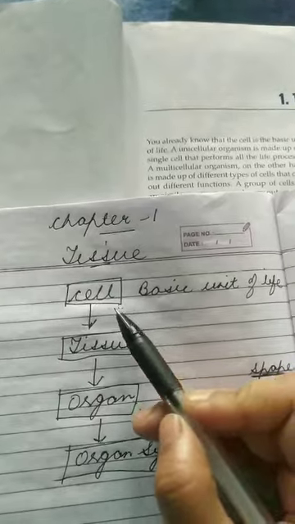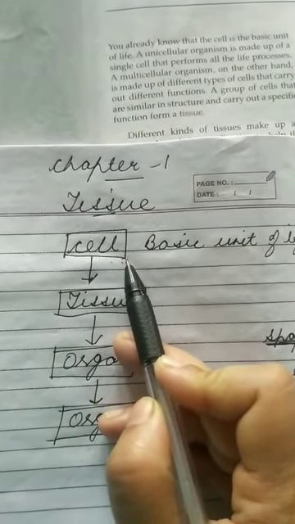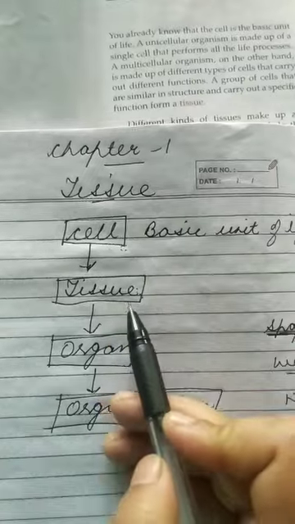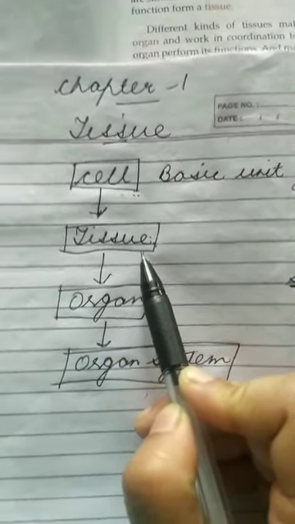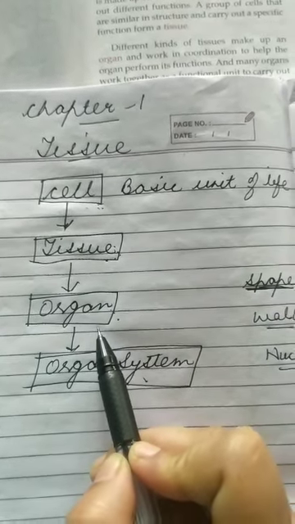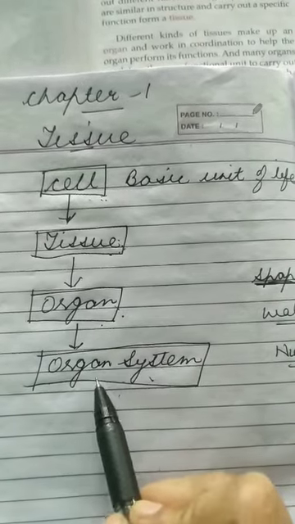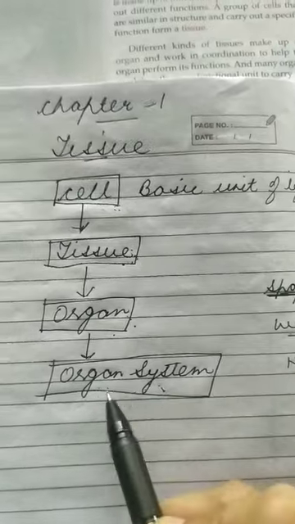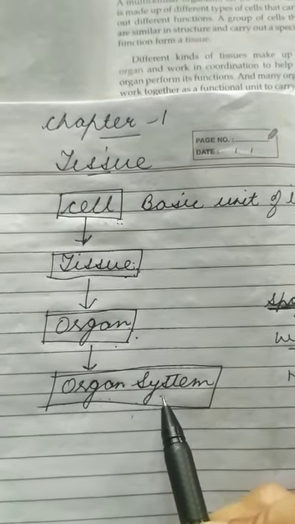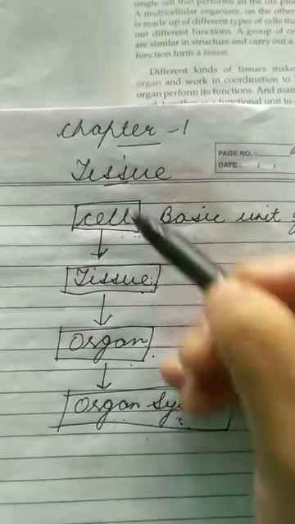So you know that cell is the basic unit of life. When similar types of cells which have the same structure and perform the same function combine together, they make the tissue, and different kinds of tissue make up an organ. When different types of organs work together as a functional unit to carry out various life processes, they are known as an organ system, such as the respiratory system, circulatory system, excretory system, reproductive system. Hope that you have understood.